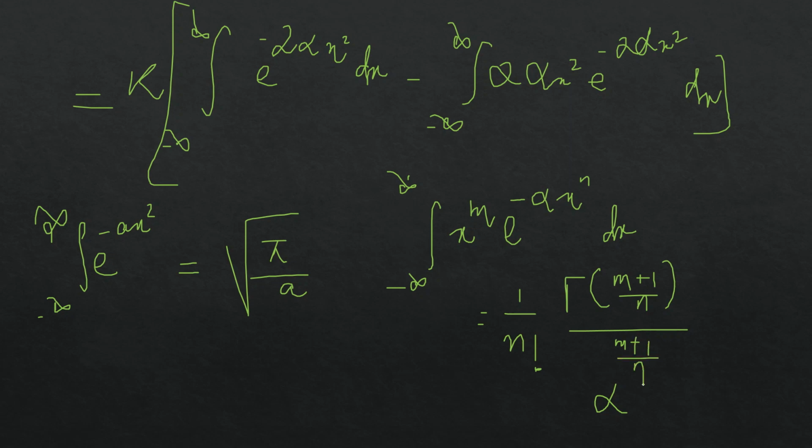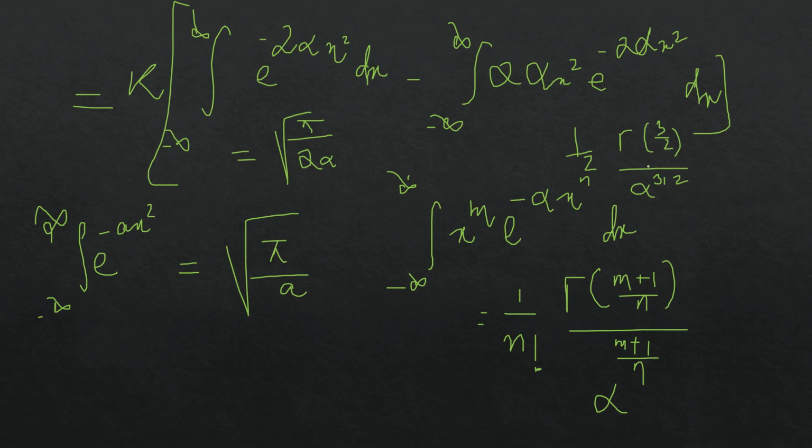Okay, so if you apply this formula here, this one will be root over of pi by 2 alpha. This one will be what? 1 by 2 gamma of 2 plus 1 by 2, that will be 3 by 2, divided by alpha to the power 3 by 2. Alright, 1 by 2 gamma 3 by 2, alpha to the power 3 by 2.